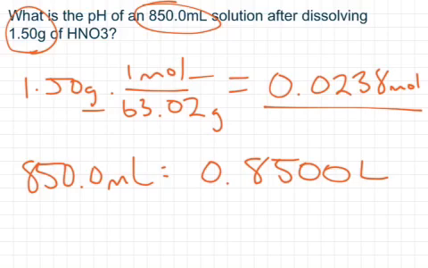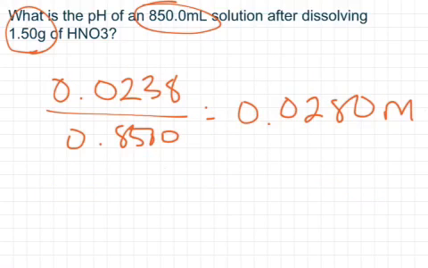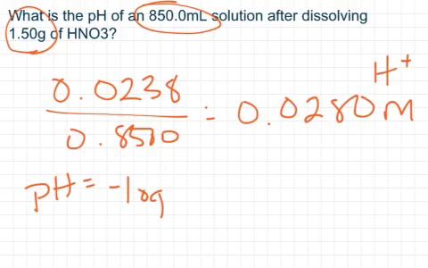In order to convert to molarity, we of course need to convert grams to moles. So we're going to have this many moles of the acid, and then we also need to put this in terms of liters. So we're going to use 0.850 instead. And then a simple matter of moles divided by liters will get us molarity, which is 0.0280.